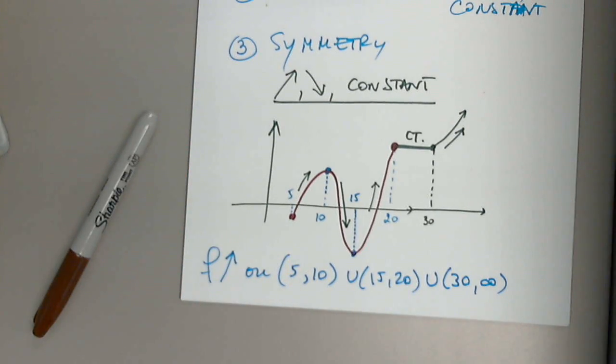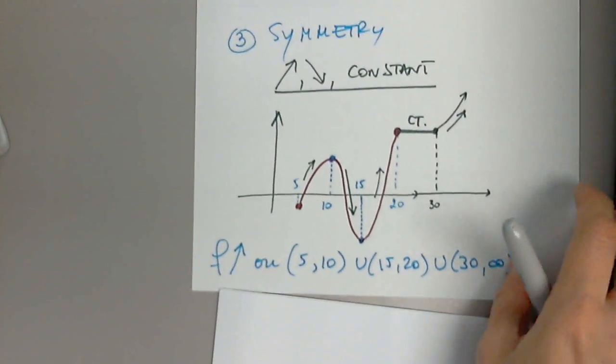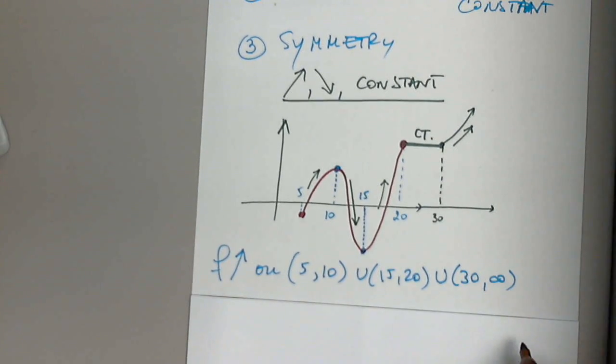So let's check this out one more time. Between 5 and 10 is increasing, yes. Between 15 and 20 is increasing, yes. Union. Between 30 and infinity is increasing. Would you accept the answer? Yes. Okay. Now, can anyone tell us where this function is constant and where this function is decreasing?